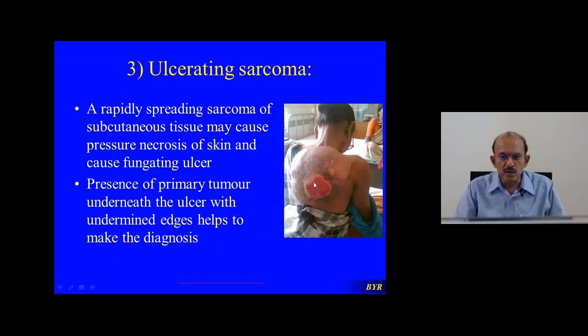So in this case, what you can do is you can just put a probe here to demonstrate the undermined skin edge. In case of squamous cell carcinoma, you can't pass a probe under the edge, but in case of sarcoma, you can pass it.